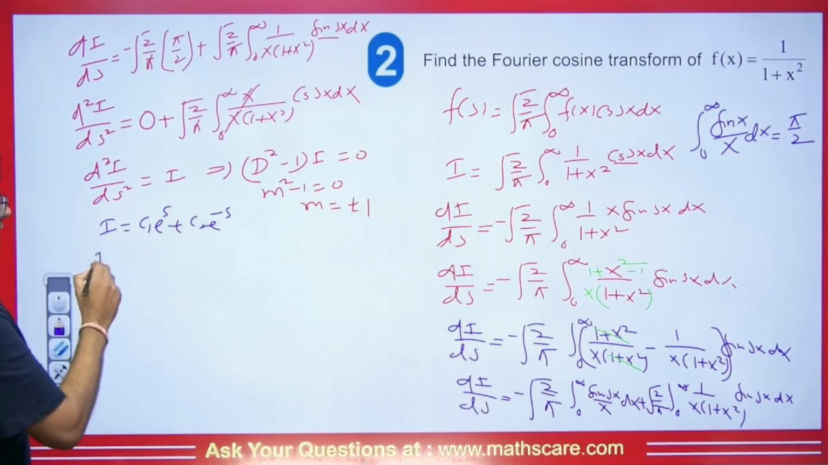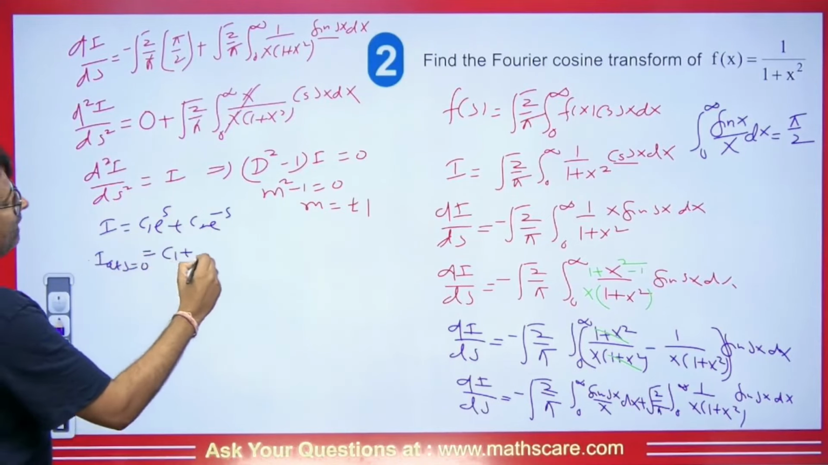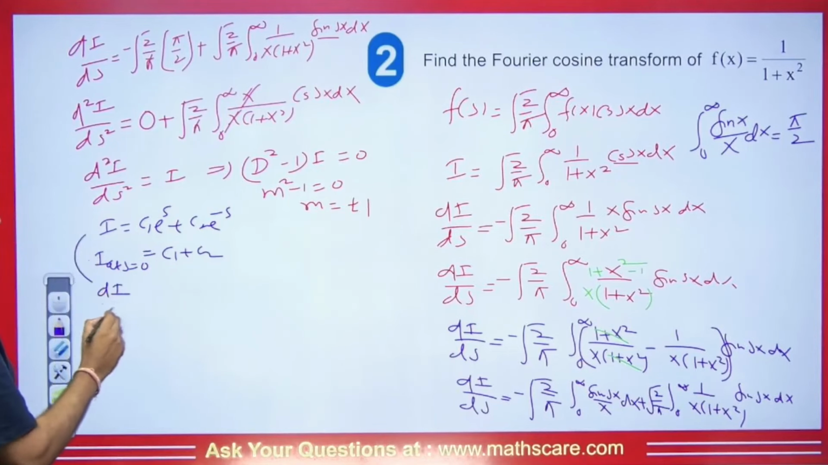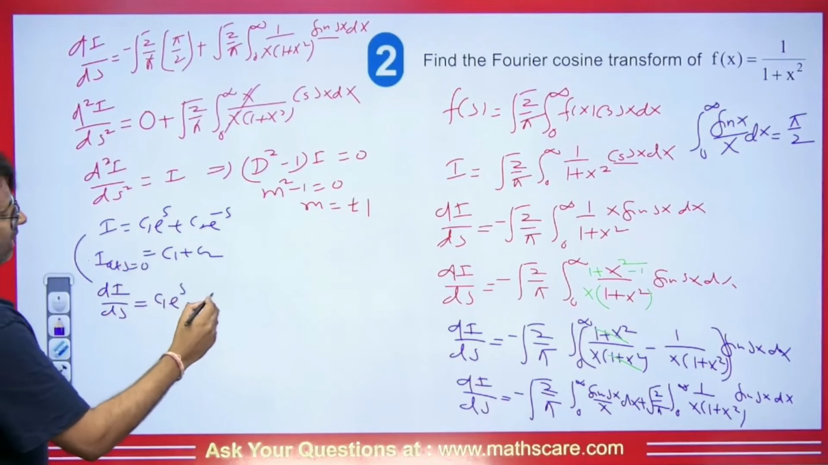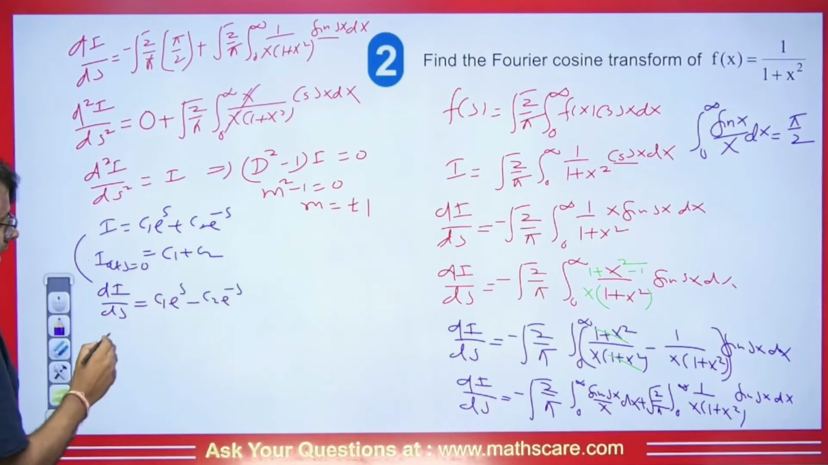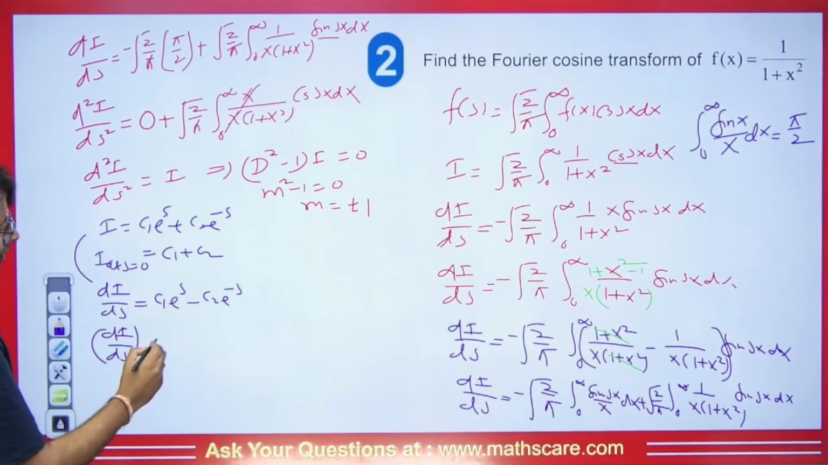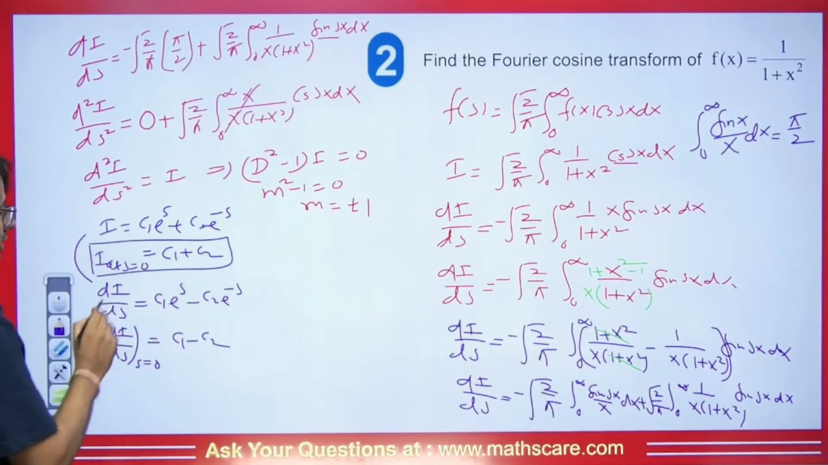And here we write I at s is equal to 0. So here we have c1 plus c2. Next, I will differentiate this, right? I will calculate dI by ds. When we differentiate this, this will be c1 e to the power s minus c2 e to the power minus s, right? Now we do dI by ds. Let's set s is equal to 0. So this will become c1 minus c2, right? So these are the two results that we will be using here.